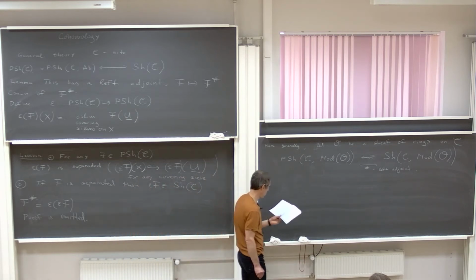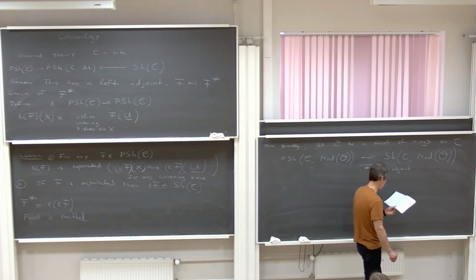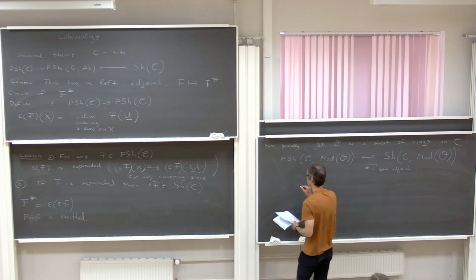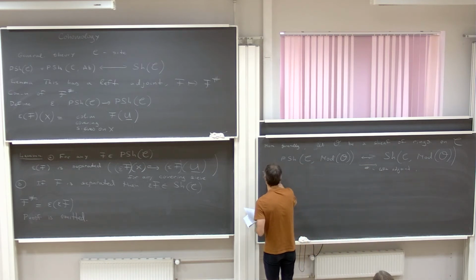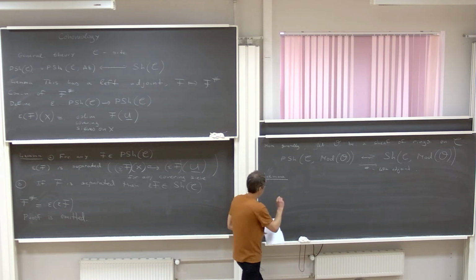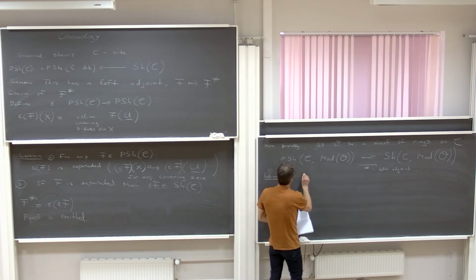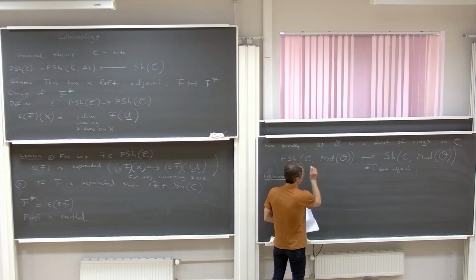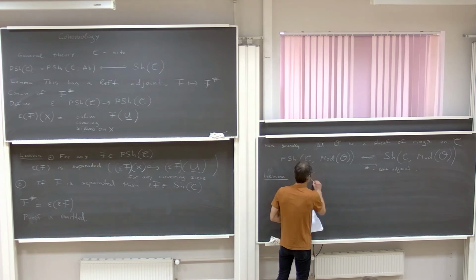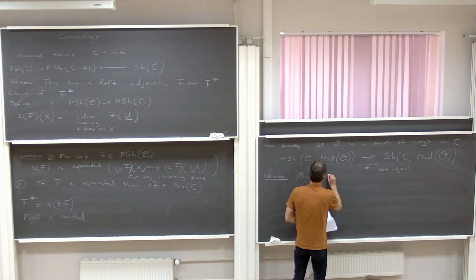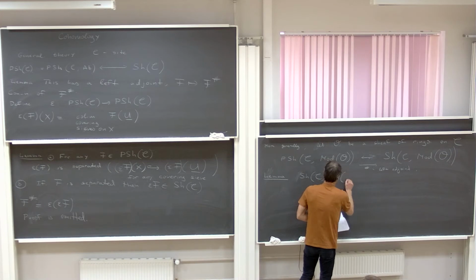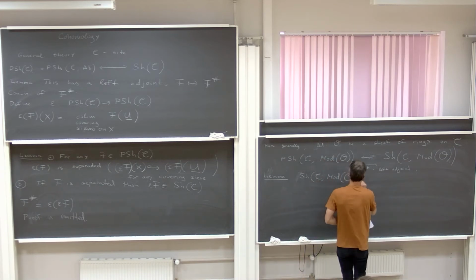Okay? So that's one nice thing. And this has a corollary. Another lemma. So all this category, for any O, is an abelian category.